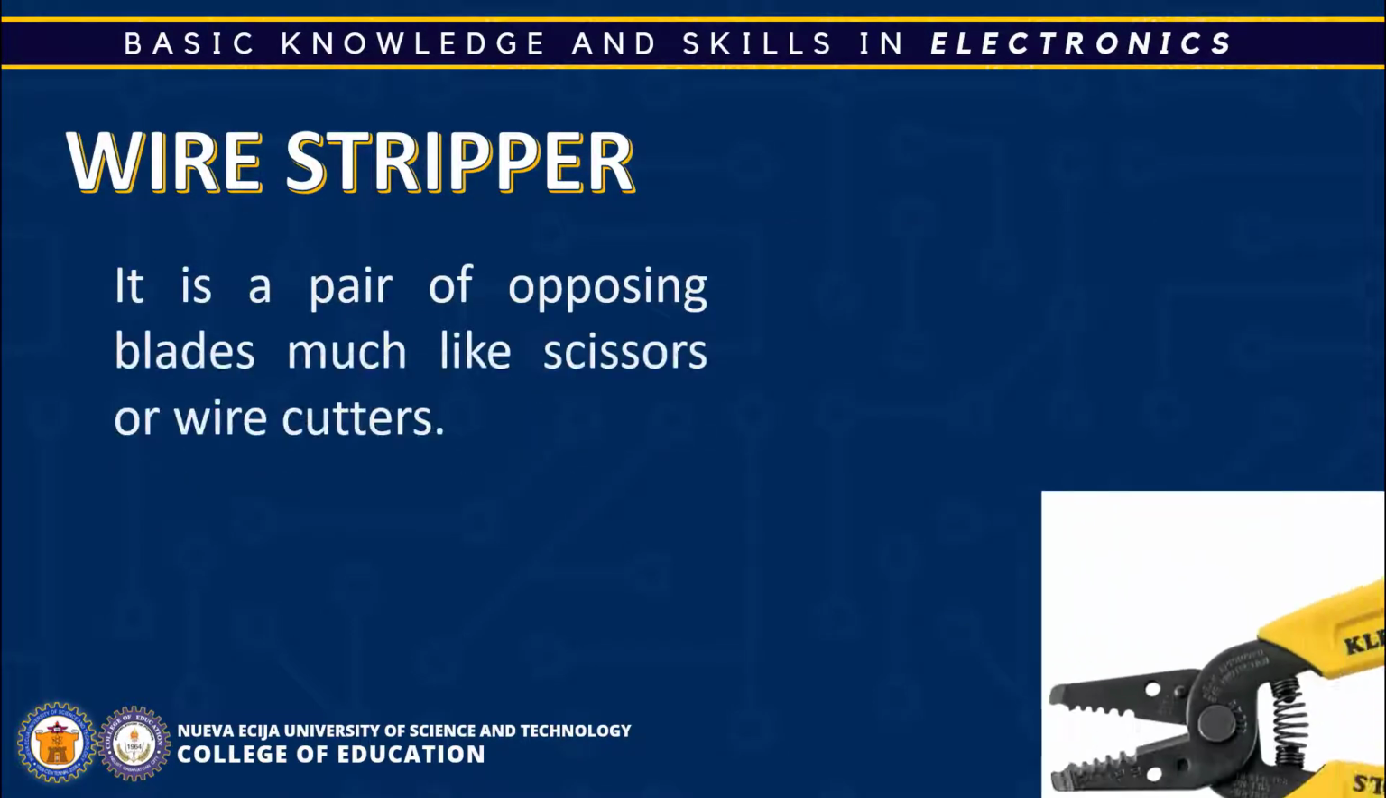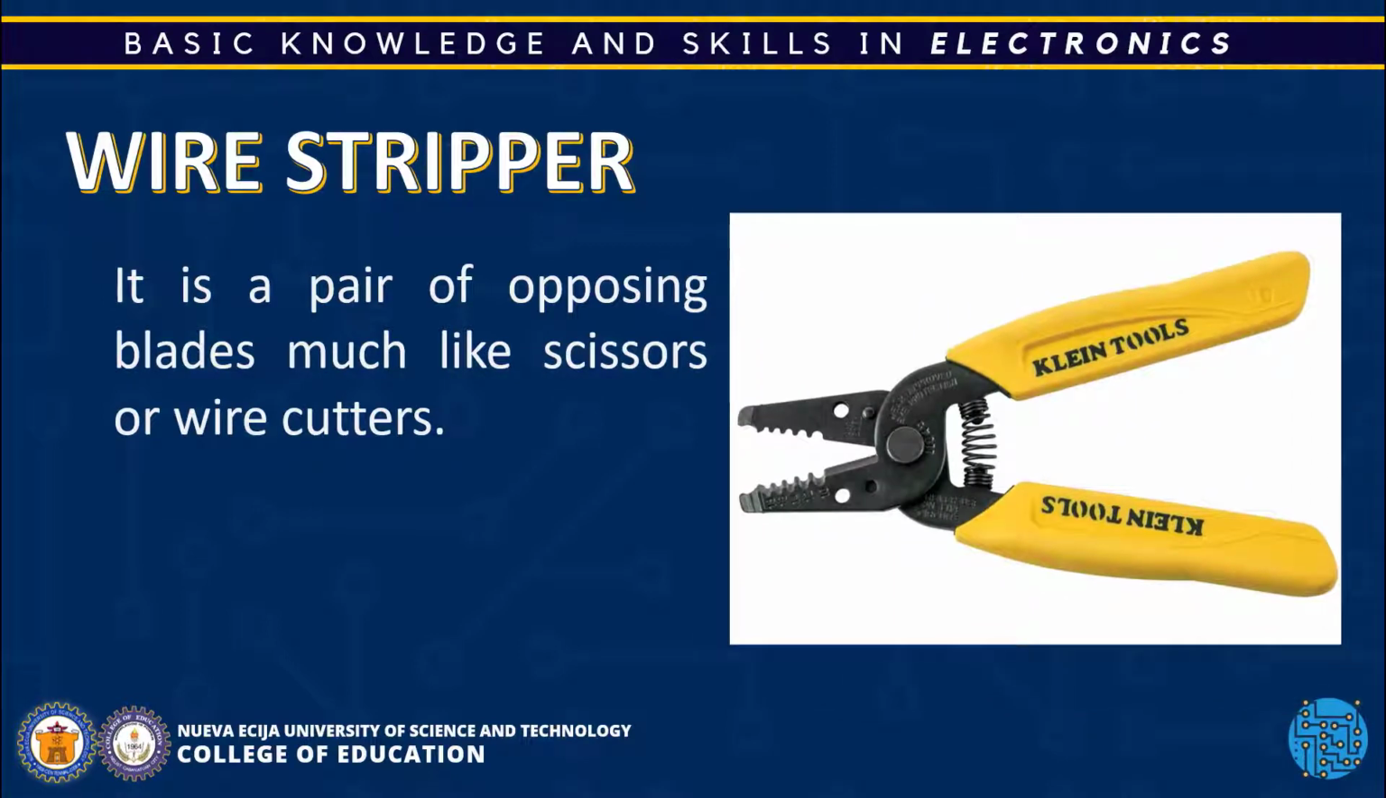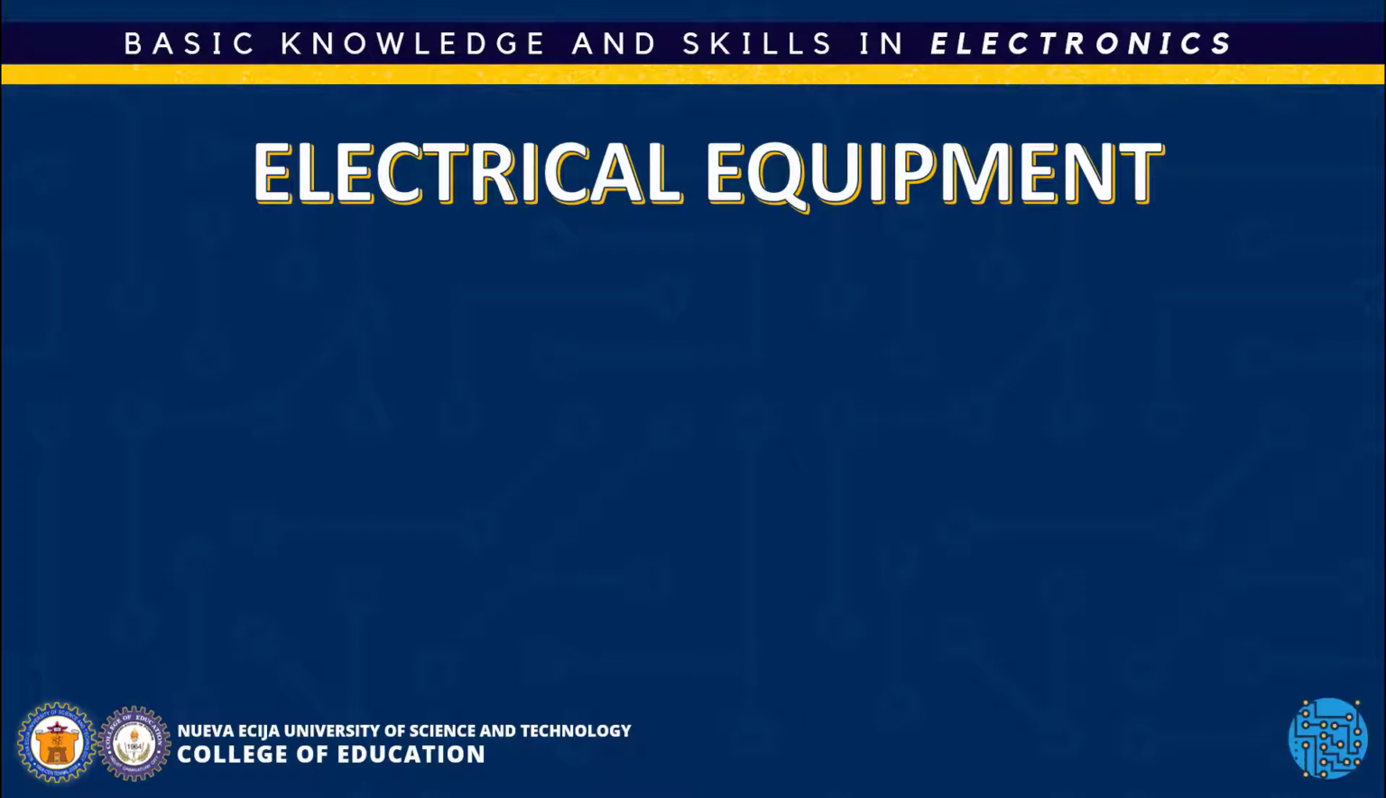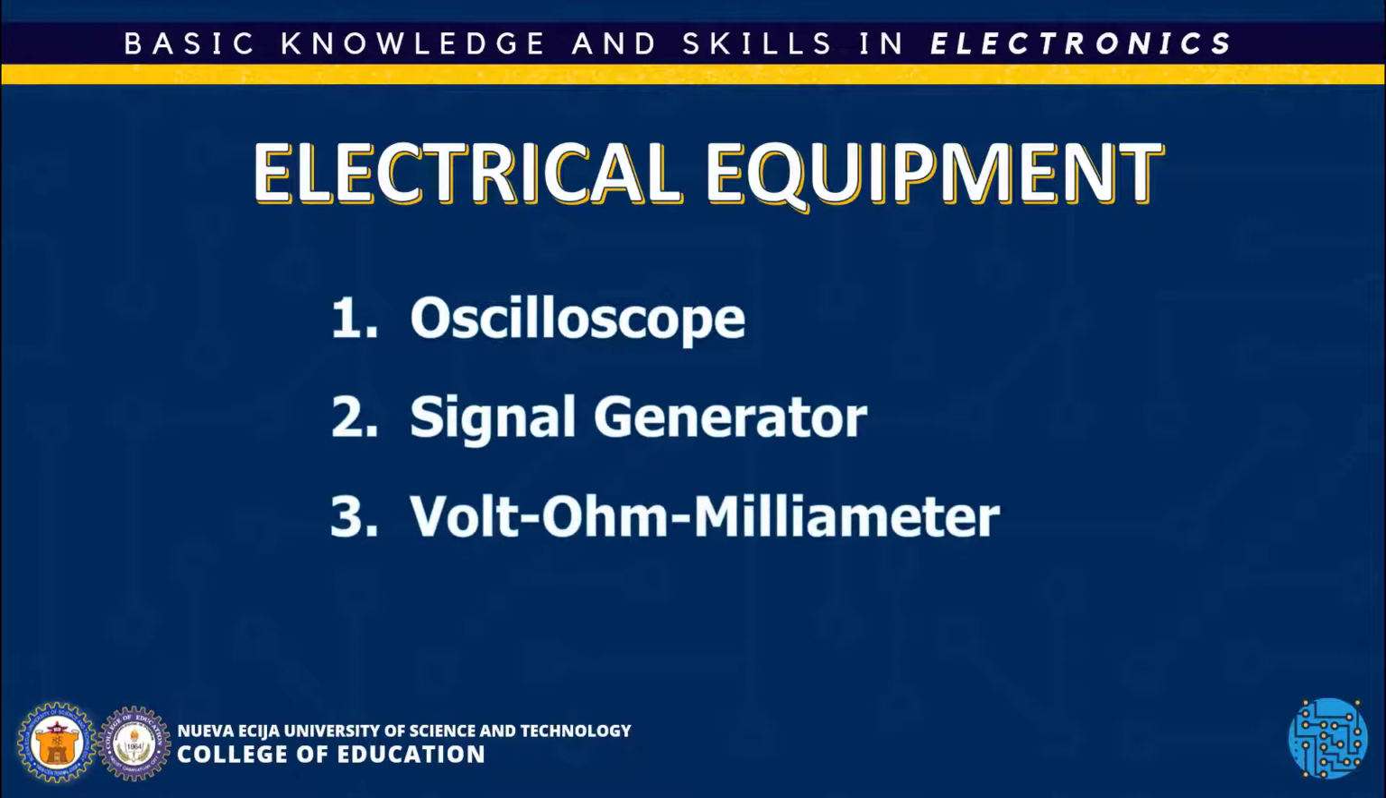Wire stripper. It is a pair of opposing blades, much like scissors or wire cutters. Aside from hand tools, other types of equipment are also needed for some accurate and quality output. Three of the most used equipment are presented here for you to be familiar with their uses and the proper way of maintaining them, such as oscilloscope, signal generator, and volt-ohm multimeter.